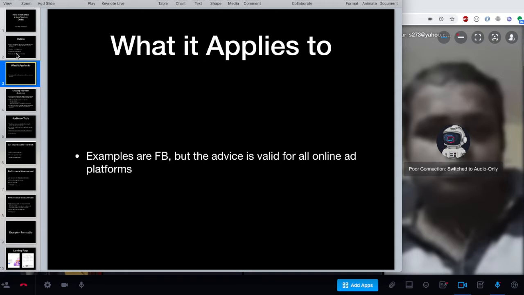So I'm going to talk mostly about Facebook. Now, it's not really limited to Facebook, so it's going to be valid, obviously, for Instagram because it's the same platform as Facebook, but everything I'm talking about would also be applicable to LinkedIn and Google Ads and all other platforms that may be available.